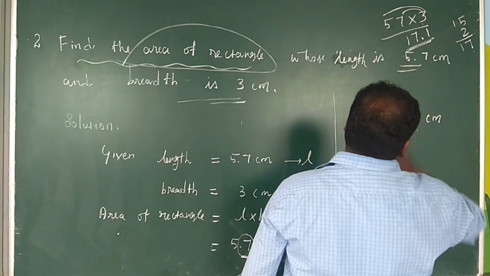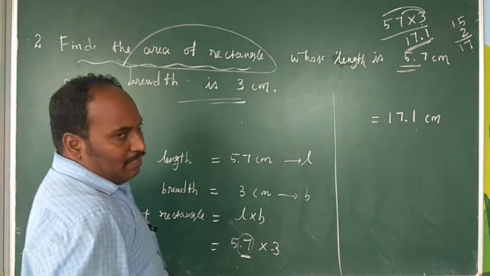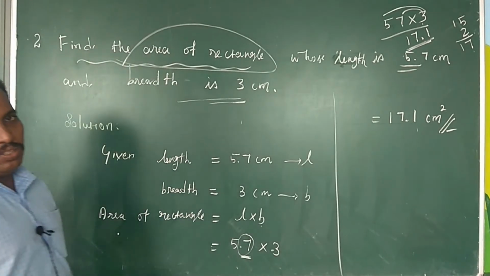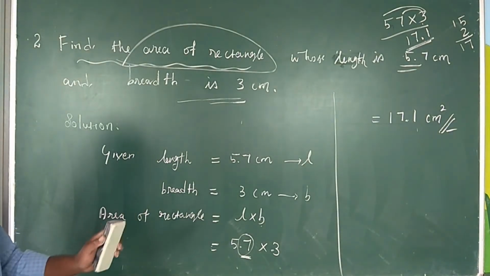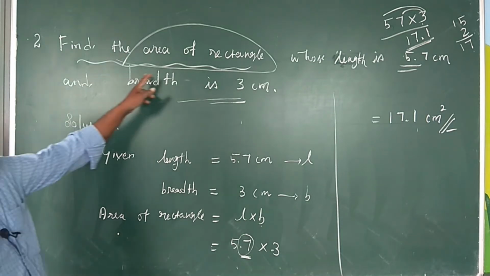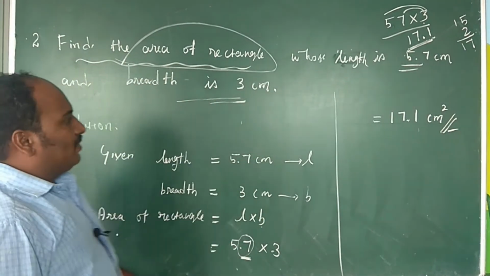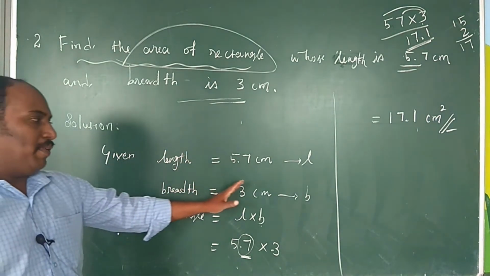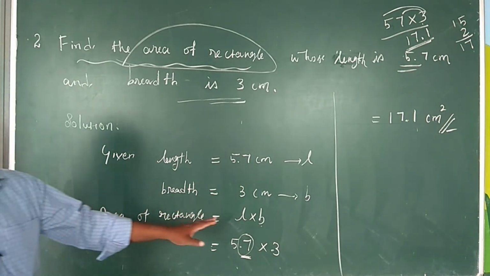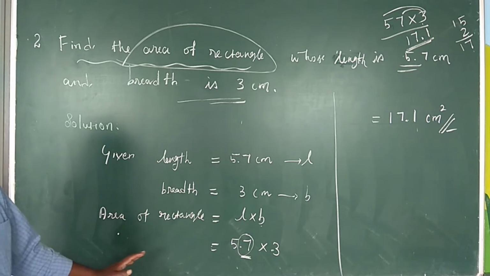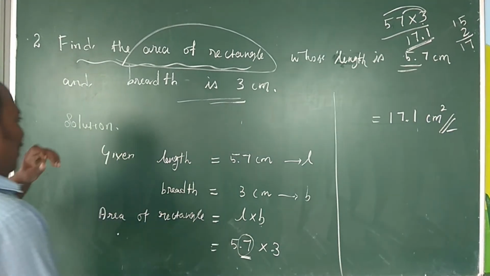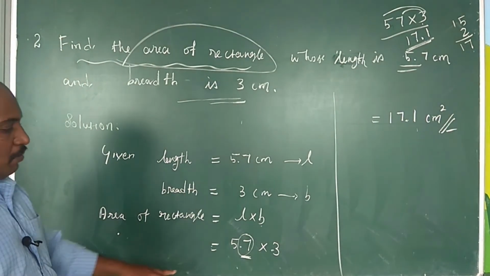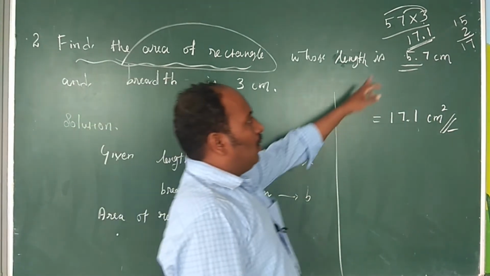We want the area in centimeter square. Therefore, area of rectangle is equal to 17.1 centimeter square. Listen here. Find the area of rectangle whose length is 5.7 centimeter and breadth is 3 centimeter. Area of rectangle formula is L into B. L is 5.7 centimeter and B is 3 centimeter. We multiply the two terms 5.7 and 3.